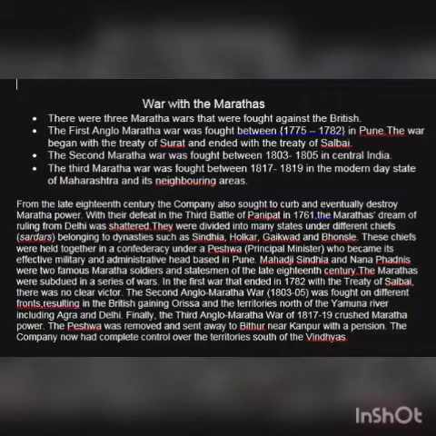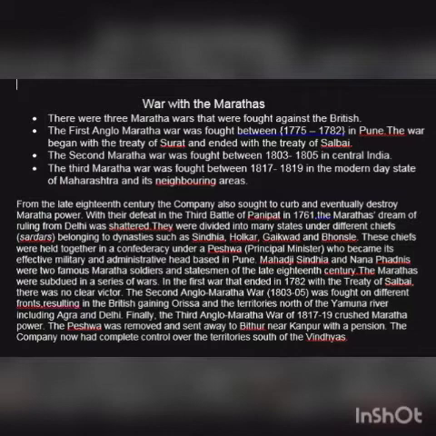The second Maratha War was fought between 1803 to 1805 in central India, and the third Maratha War was fought between 1817 to 1819 in the modern-day state of Maharashtra and its neighboring areas.